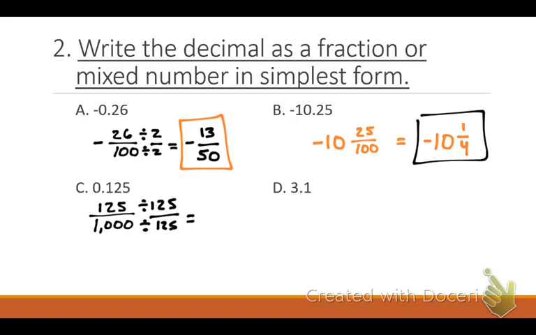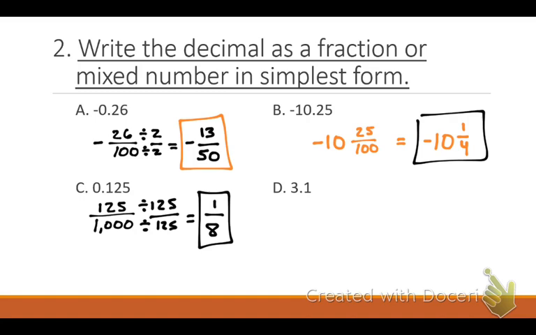So, what is 125 divided by 125? 1. Does anybody know what 1,000 divided by 125 is? Kalani? So guys, what's the number? 8. 1/8 is correct. All right, one final one that we've got today.